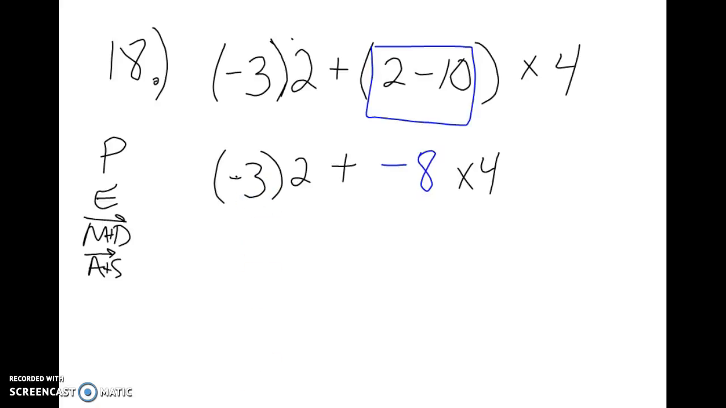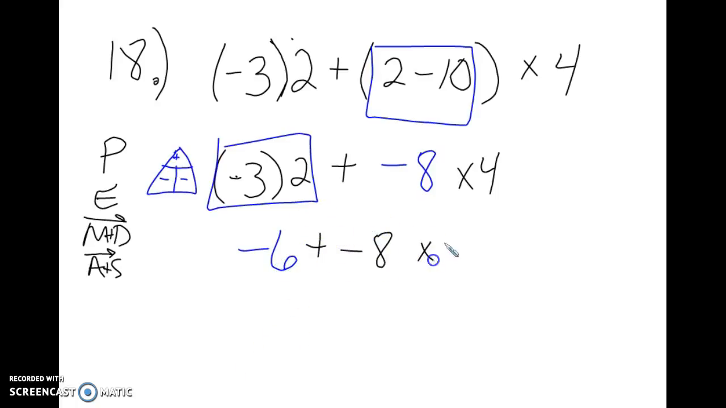Okay. And now what comes next? Good. We have to multiply this. Okay. So negative 3 times 2. Careful. If you have to, always draw this pyramid guy, okay? A negative 6, everything else falls down, plus negative 8 times 4.